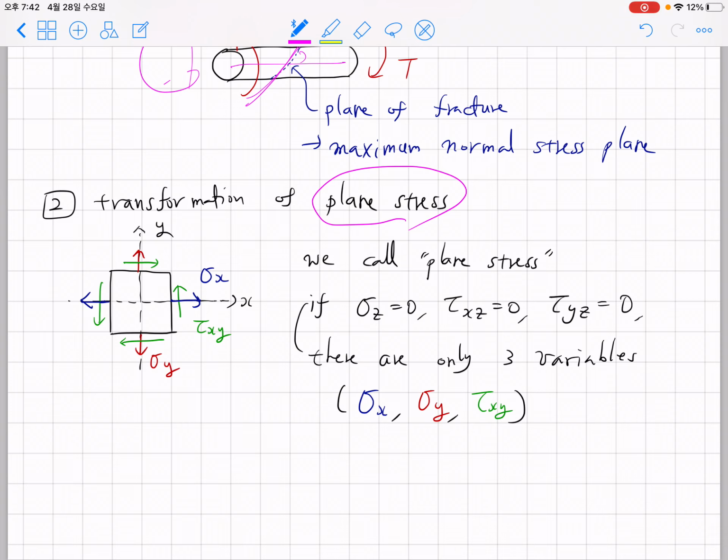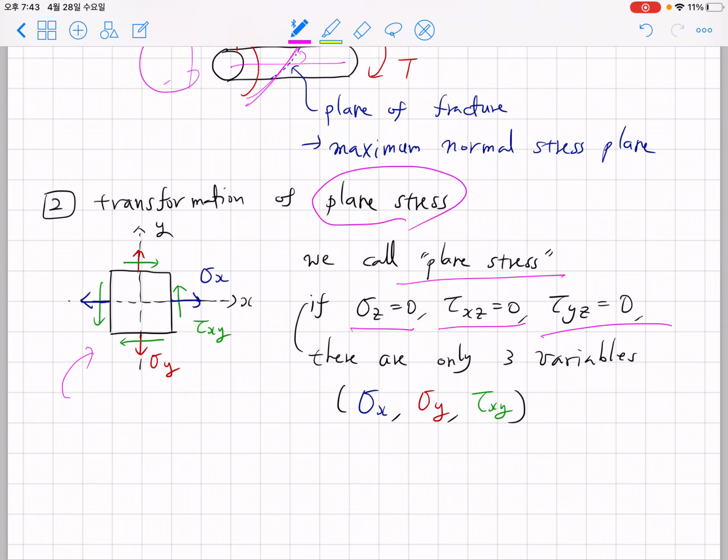And what is the plane stress problem? When you have an element subjected to some stress state, we call it plane stress if sigma z is 0, tau xz is 0, and tau yz is 0. In this problem, we don't have any stress component involving the direction out of this plane. Of course, instead of z, it can be x or y, but at least the 3 stress components related to one axis must all be 0, so that we only have 3 independent variables and the other 3 are completely 0.